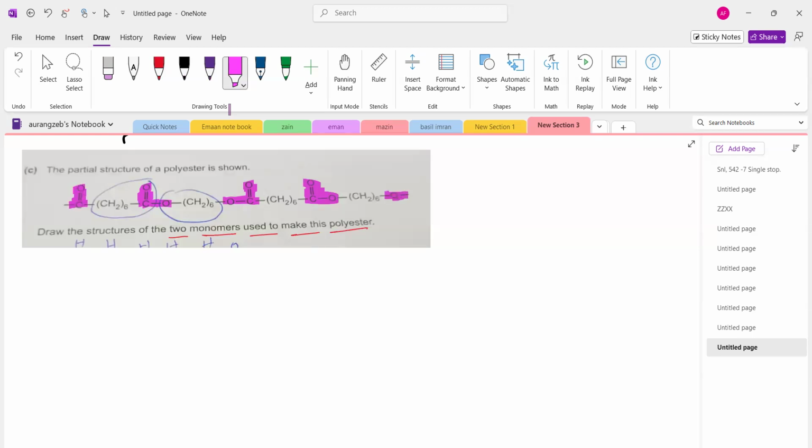That is the partial structure of ester on both sides. Okay, after finding the ester, what I can see here is a chain of carbon atoms, and I am encircling it in red color, which does not participate in any linkages here in case of polyester. If I look at this portion, it is CH2. How many times? Six times.